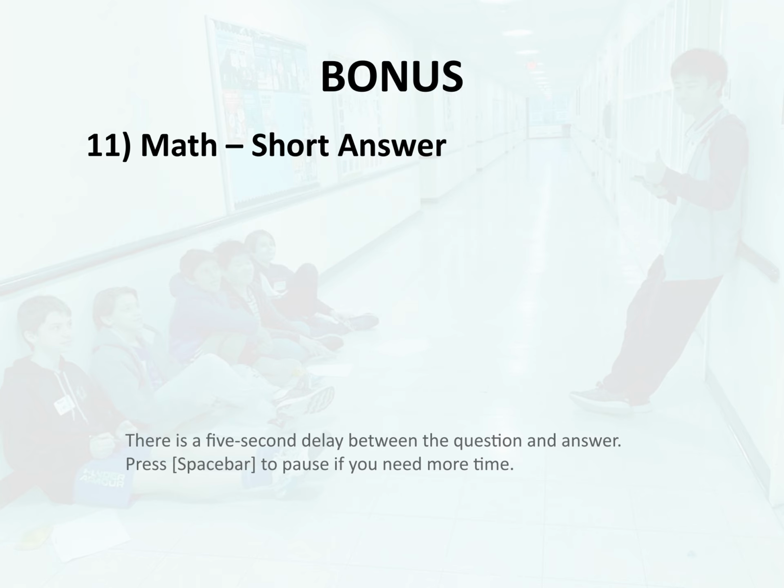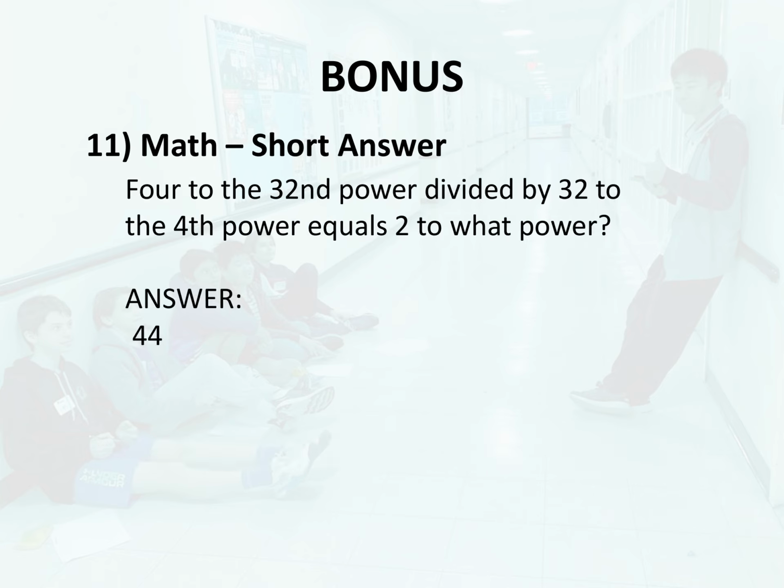Bonus 11. Math, short answer. 4 to the 32nd power divided by 32 to the 4th power equals 2 to what power? Answer: 44.